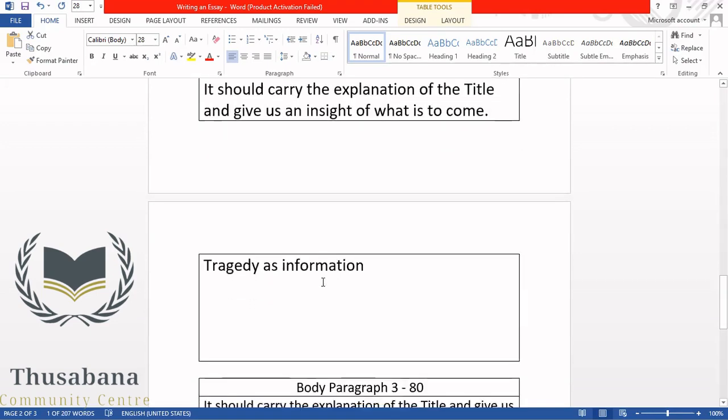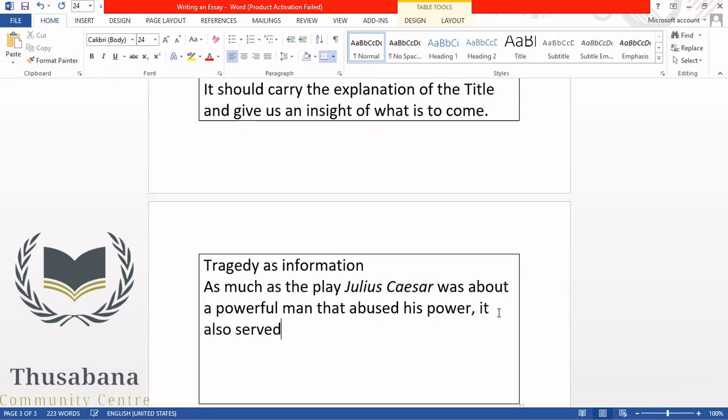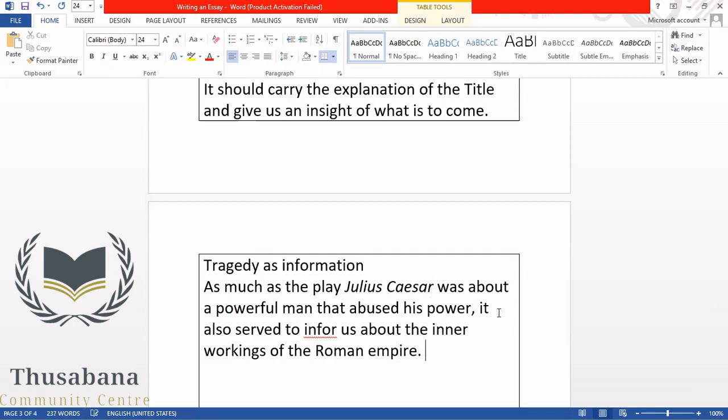It should explain, as information, right? So we can say as much as the play Julius Caesar was about a powerful man that abused its power, it also served to inform us about the inner workings of the empire. If you're going to use the name of a play, it has to be in italics, right?